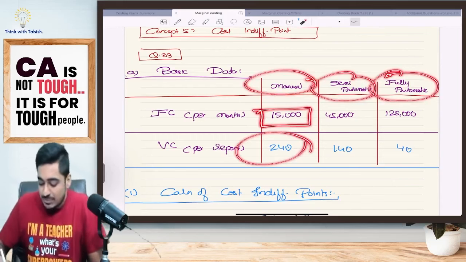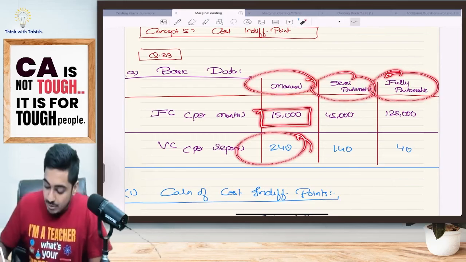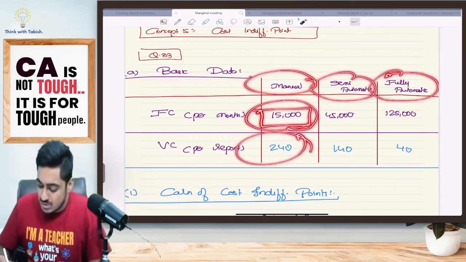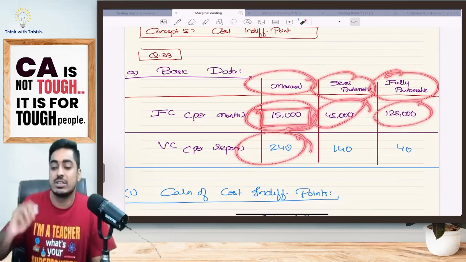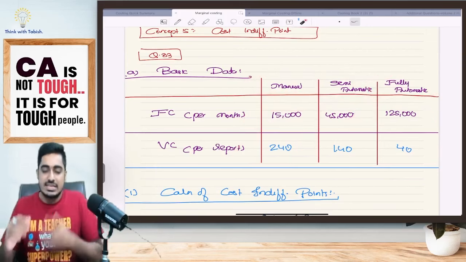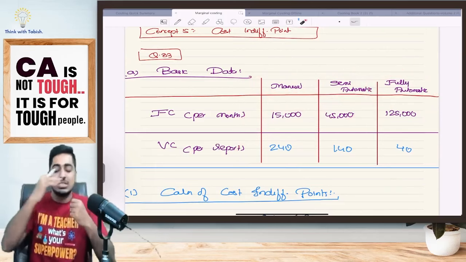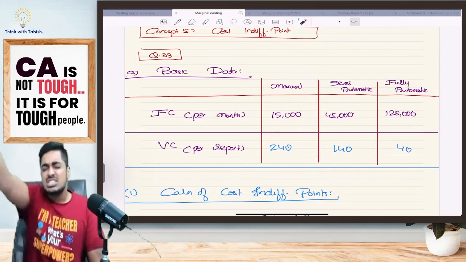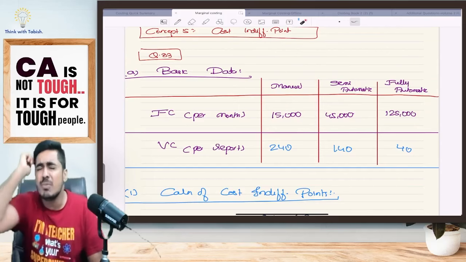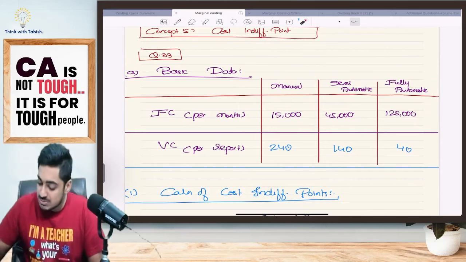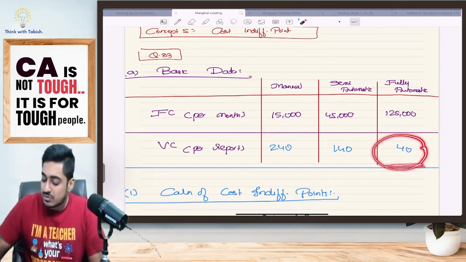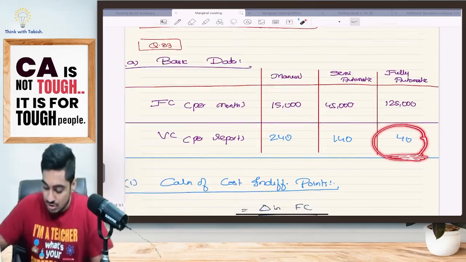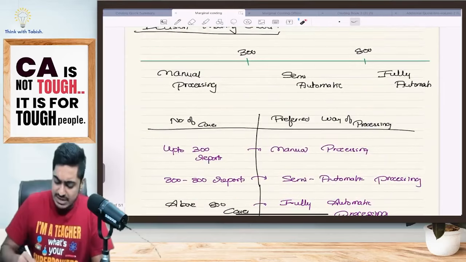Why? Even though I am incurring 240, it is only for one report. Fixed cost I am just incurring 15,000, whereas here 45,000 and 1,25,000 I should incur. Yes or no, everyone? If my usage is very less, which one is best? Alternative with the lowest fixed cost. If my usage is maximum, so many cases are coming that you cannot even handle, which one is best? Fully automatic is best, because for every case I'm only incurring 40.